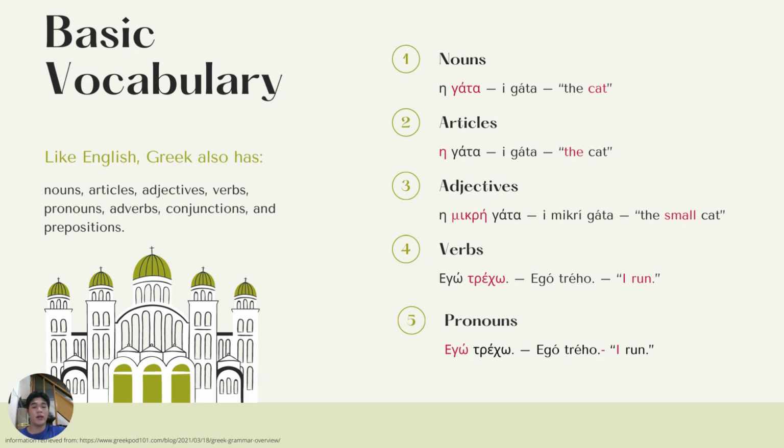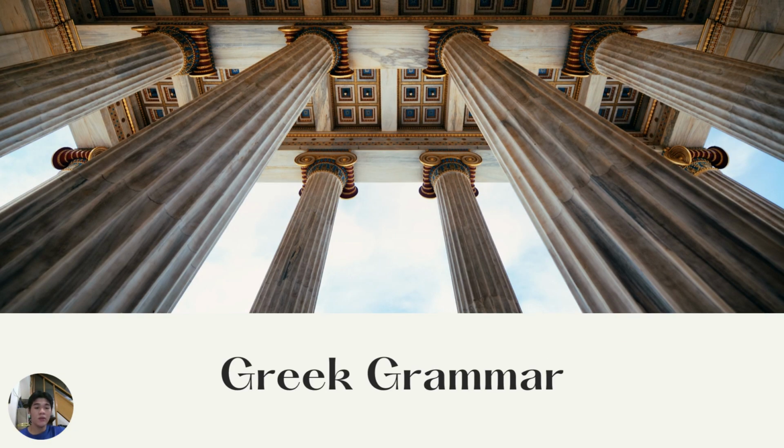For articles, in i gata, the article here is the. For adjectives, we have i mikri gata, the small cat. Mikri means small. For verbs, we have ego trecho, which means I run. For pronouns, we have, again, ego trecho, ego meaning I.